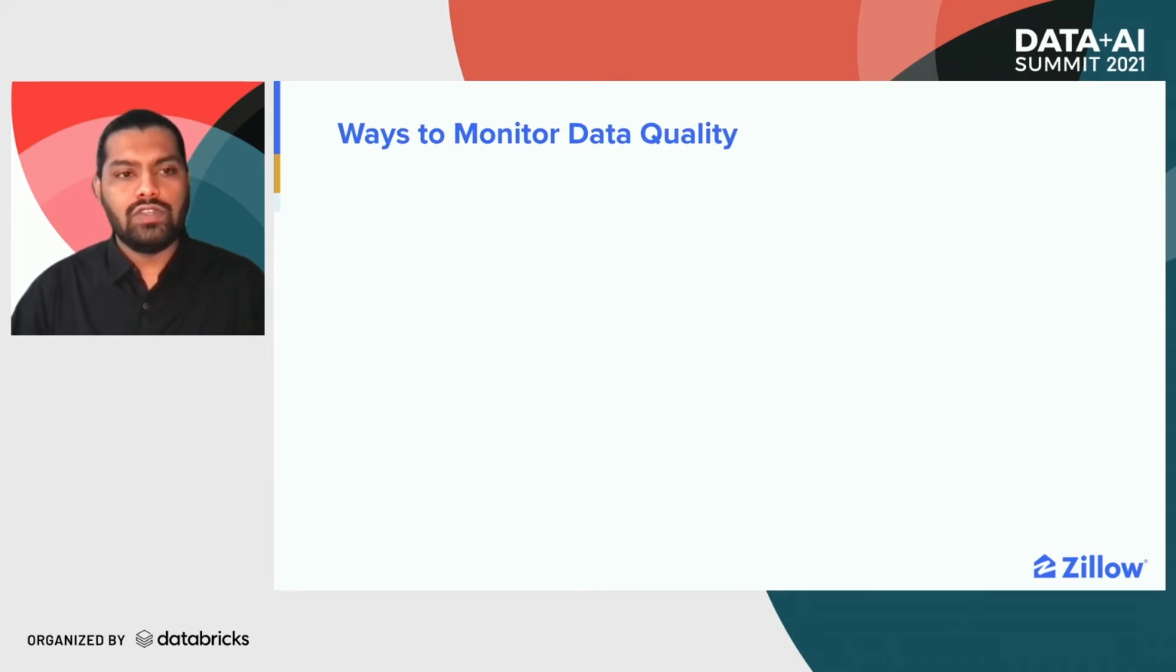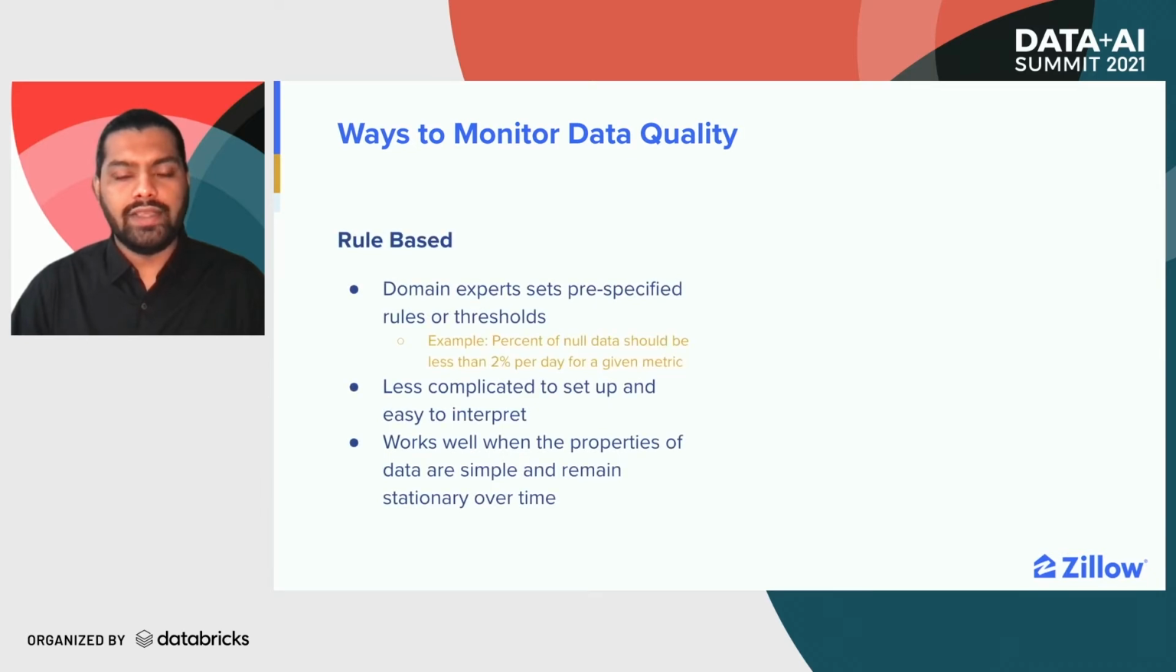So let's talk about various ways to monitor data quality. There are two main ways. The first is rule-based checks. Rule-based checks are very easy, where you might have various domain experts who are either generating or utilizing these data sets, and they have predefined rules or thresholds that they can set on this data. For example, the percentage of null data should be less than 2% per day for a given metric, and so on. They are less complicated to set up, and they are easy to interpret. And they work well when the properties of the data are simple and remain stationary over time.